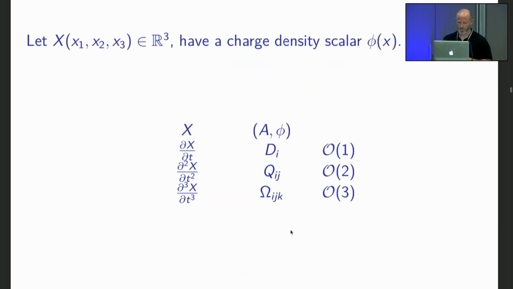Let's simplify the problem though. We just have 3 space. We endow 3 space with a scalar charge. If I take the first time derivative of that 3 space, I get velocity. I also get a dipole moment. Second, you can follow, I'm getting the acceleration and the quadrupole moment. And if I take a third time derivative, I'm getting the change of acceleration and the octopole moment.